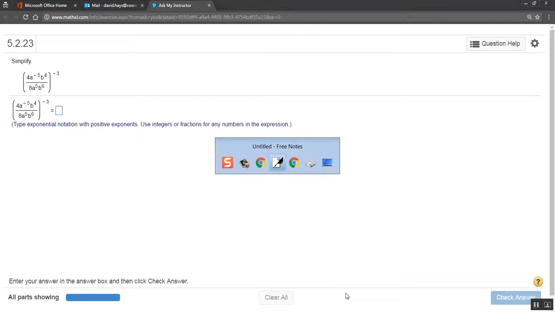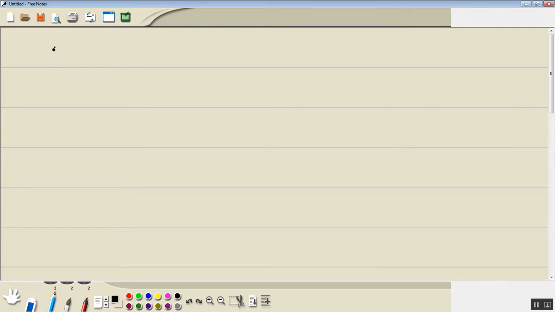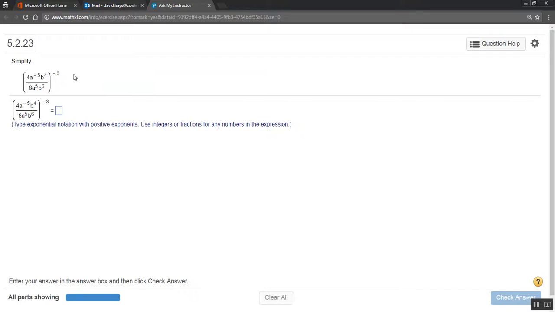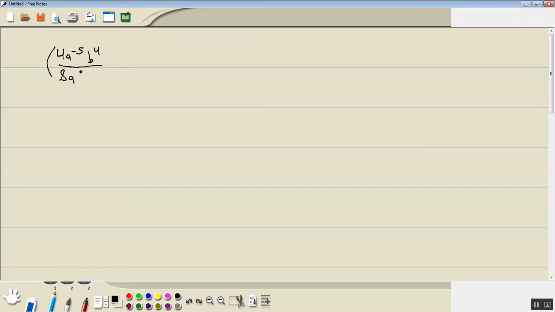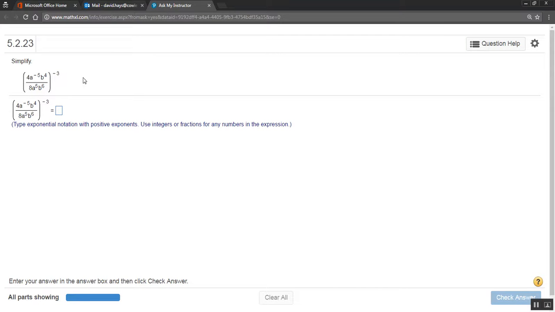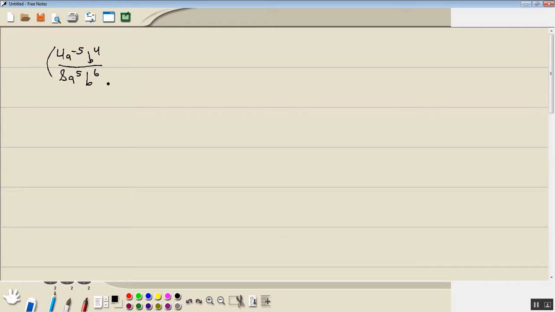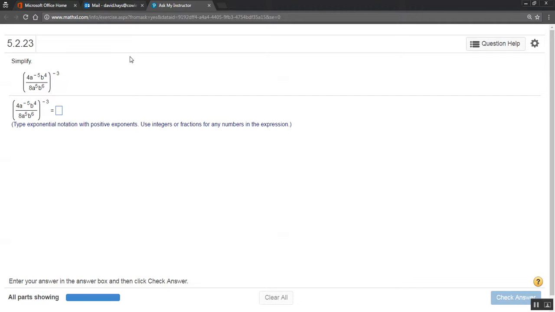Look at this problem. We got (4a to the negative 5 power, b to the 4th) over (8a to the 5th, b to the 6th), all of it to the negative 3 power.